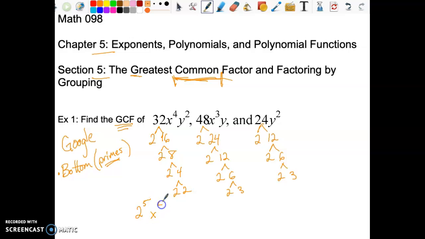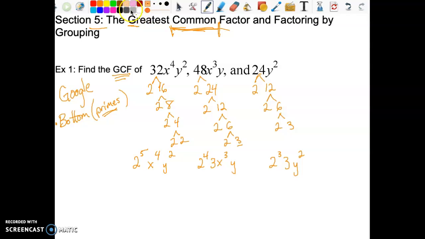So we also have x to the 4th, y squared. And then here we have 2 to the 4th times 3, and then x cubed y. And then this one is 2 to the 3rd, then the 3, and then it just says y squared. So how do we figure out what the greatest common factor is?